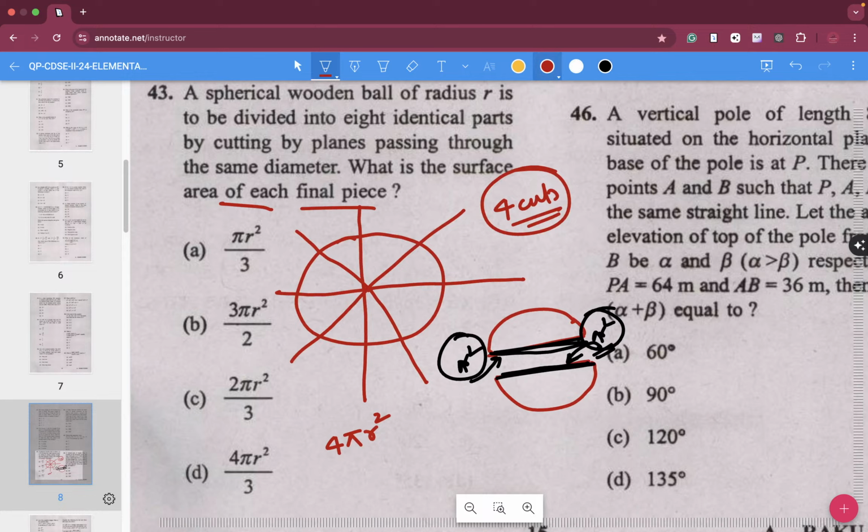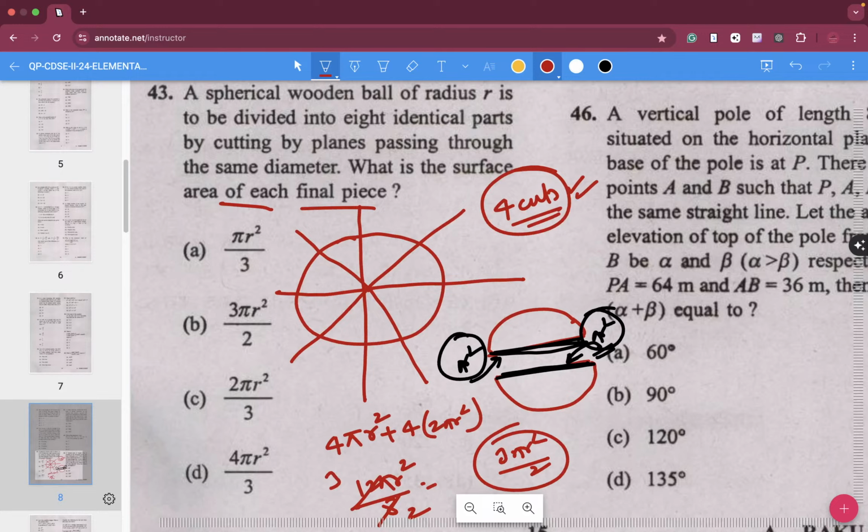In total you are making 4 cuts, so plus 4 into 2 pi r square. Now if you solve it, this is 12 pi r square. This is the total surface area of all the 8 pieces. So if you divide by 8, this will go 2 times, this will go 3 times, giving 3 pi r square by 2. Question number 43, B is going to be your answer, folks.